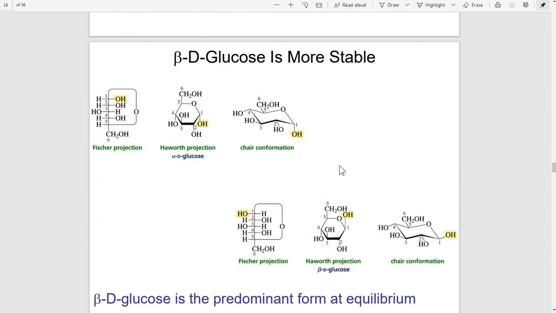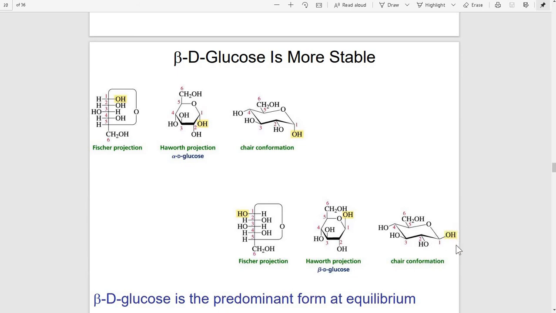And in this example, beta D glucose is more stable because of steric hindrance also. See here, the Fischer projection formula of glucose, then alpha D glucose, the ring structure of alpha D glucose, then the chair form of alpha D glucose. Then here the Fischer projection formula of glucose, then beta D glucose and the chair form of beta D glucose. In alpha D glucose the OH is in the axial position, and in beta D glucose the OH is in the equatorial position.